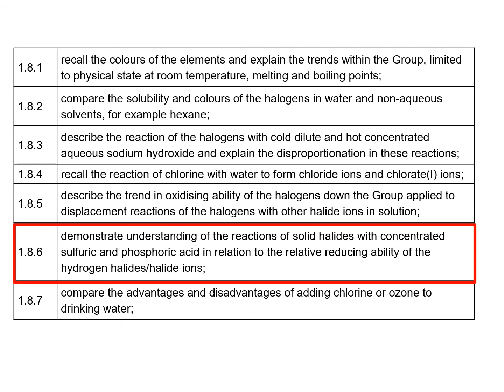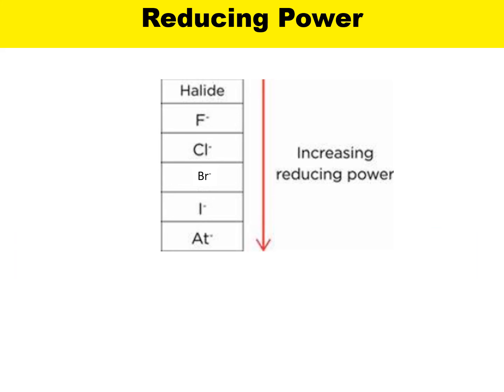The next part of the halogens topic is to look at the reaction of solid halides with concentrated sulfuric and phosphoric acid. Let's recap the reducing power of the halides. As we go down the group, the halides become stronger reducing agents. That means that they want to be oxidized.